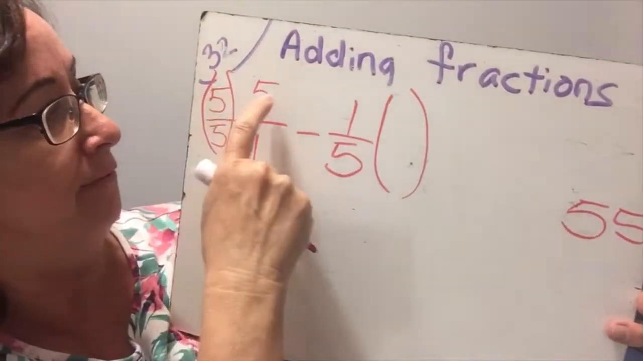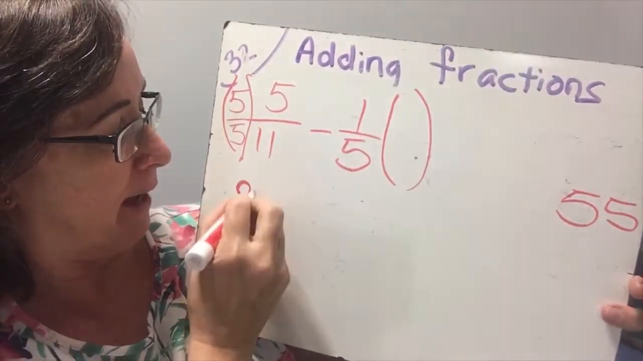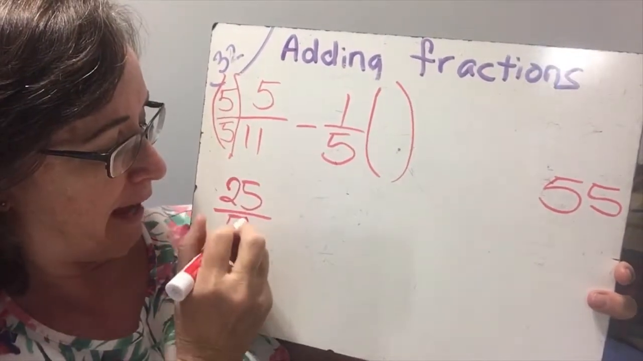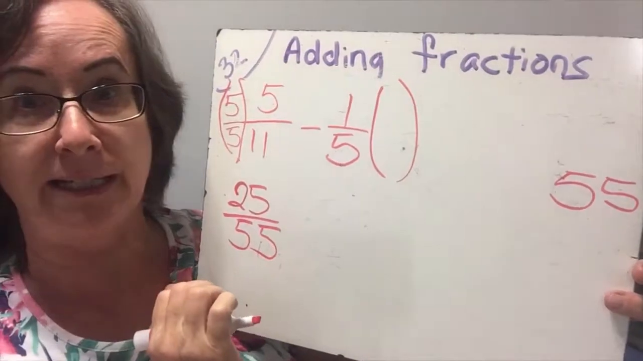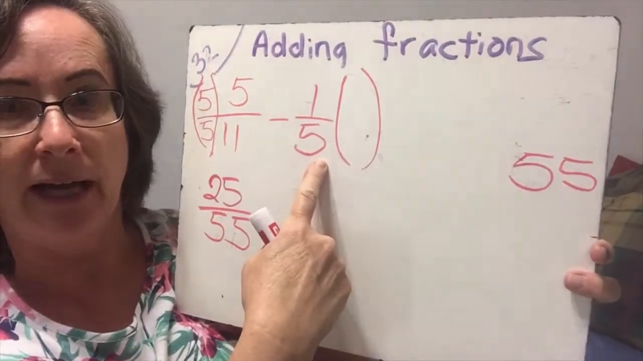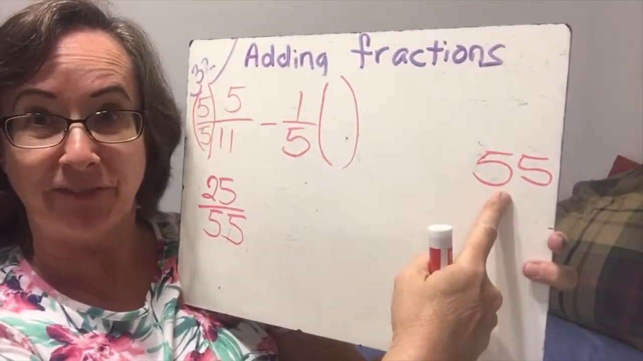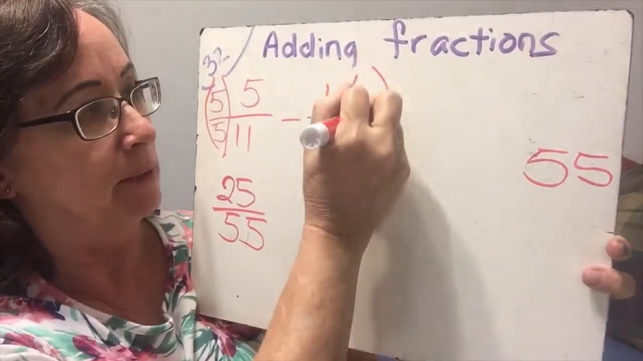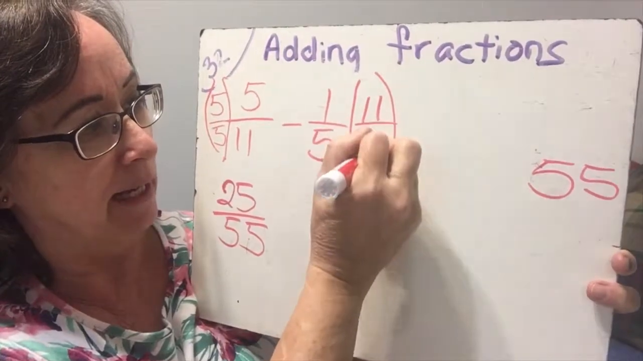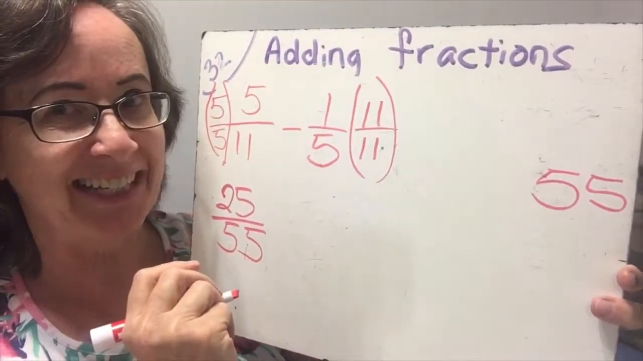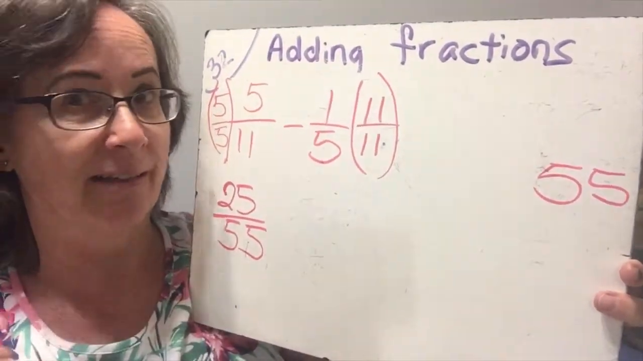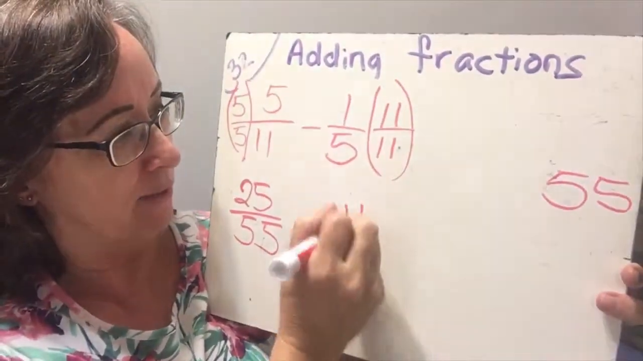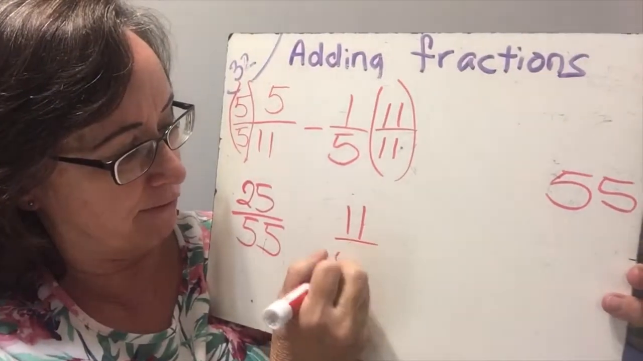And 5 times 5 is 25, and 5 times 11 is 55, so that fraction is all ready to go. So then I come over here, and I have a 5, but I'm trying to get to a 55, so I need to multiply by 11 over 11. So I multiply by 11 divided by 11, which is 1, and doesn't change anything. Anything times 1 is the same number we started with. So now 1 times 11 is 11. 5 times 11 is 55.